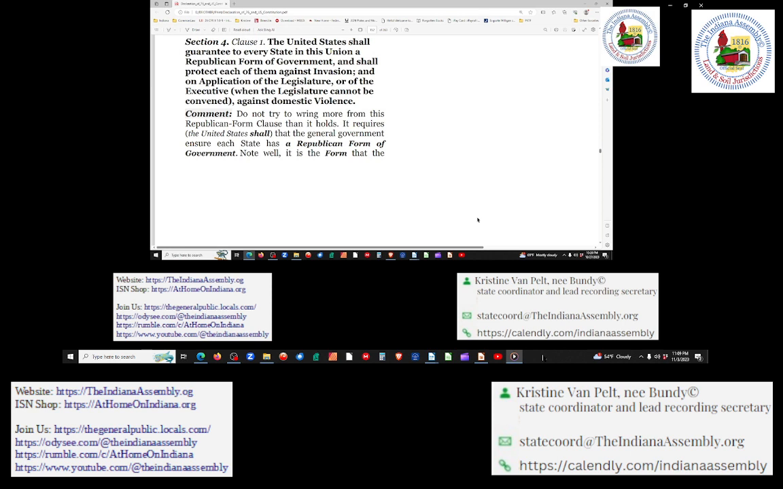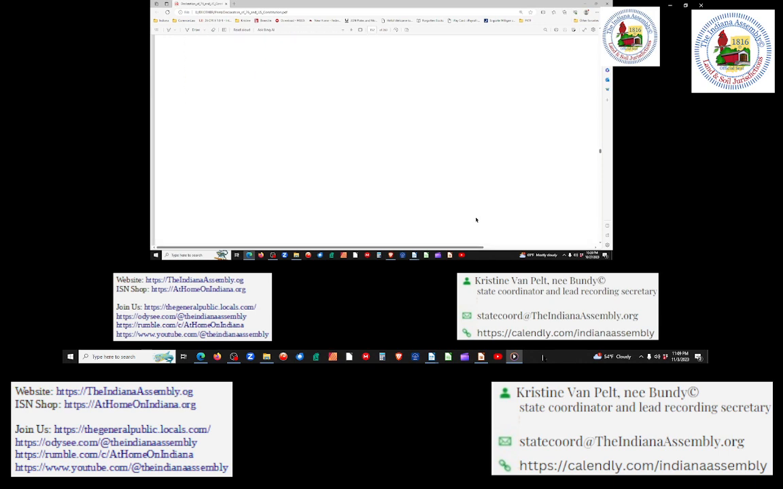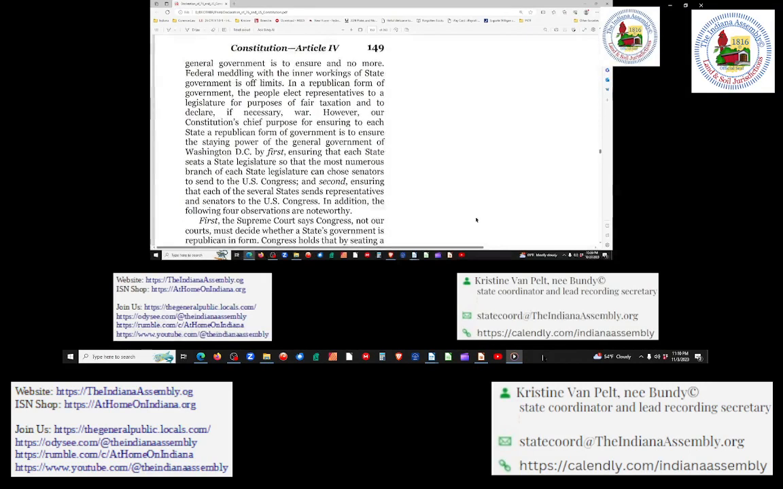It requires that the general government ensure each state has a Republican form of government. Note well, it is the form that the general government is to ensure and no more. Federal meddling with the inner workings of the state government is off limits. In a Republican form of government, the people elect the representatives to a legislature for purposes of fair taxation and to declare, if necessary, war.